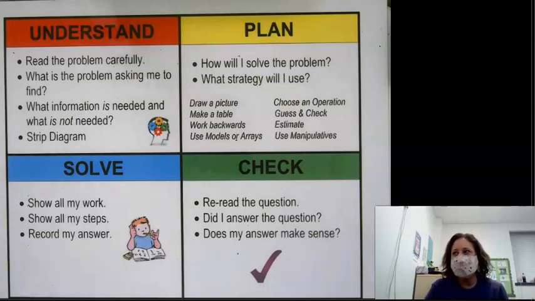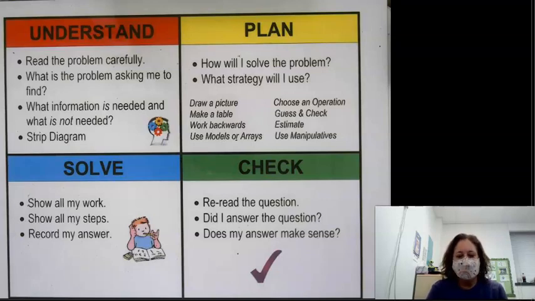All right, so we're going to review how we use the UPS check method for solving problems. Under understand, you write down what you know. You have read the problem carefully, and you've read it more than once. And you figure out what the question is. What exactly are they asking you to find? What is the problem they want you to solve? And then you need to decide what information is needed and what information is not needed. What numbers have they put in there just to trick you? Okay?